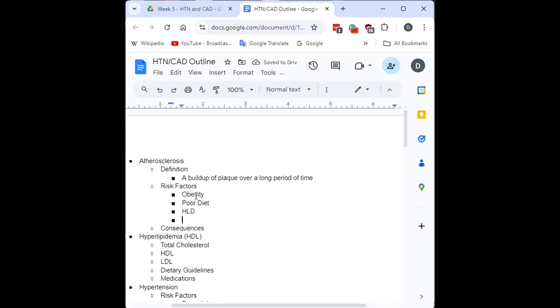So a lot of these risk factors are going to be relatively the same, but it's going to be important for you guys to kind of be able to name all of them, or at least be able to recognize all of them for a lot of these conditions because it ends up being pretty similar. What else can be a risk factor for atherosclerosis? Hypertension. Yeah, hypertension is a big one.